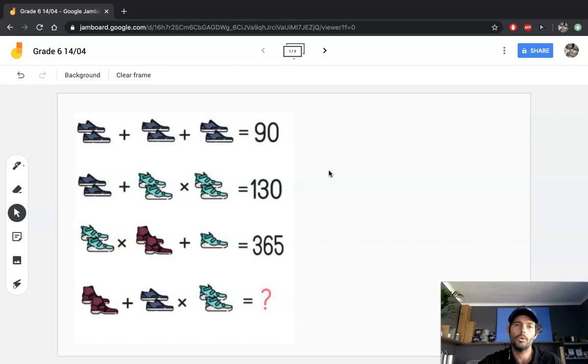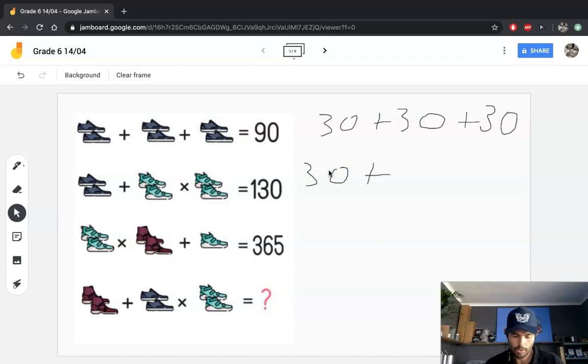Okay, feel free to press pause and let's see if you guys, when you press play, are going to get the answers that I'm going to work out for you. Okay, so we should know that 30 plus 30 plus 30 equals 90. Then 30 added to what multiplied by what is going to give me 130. So we should realize that 10 multiplied by 10 is 100. And then when we add that 30, we're going to get the 130.